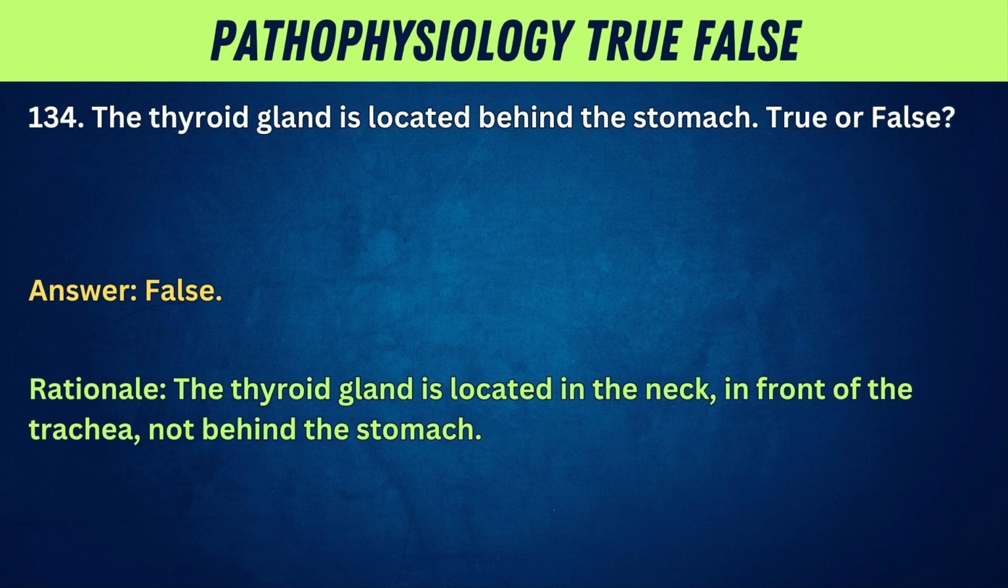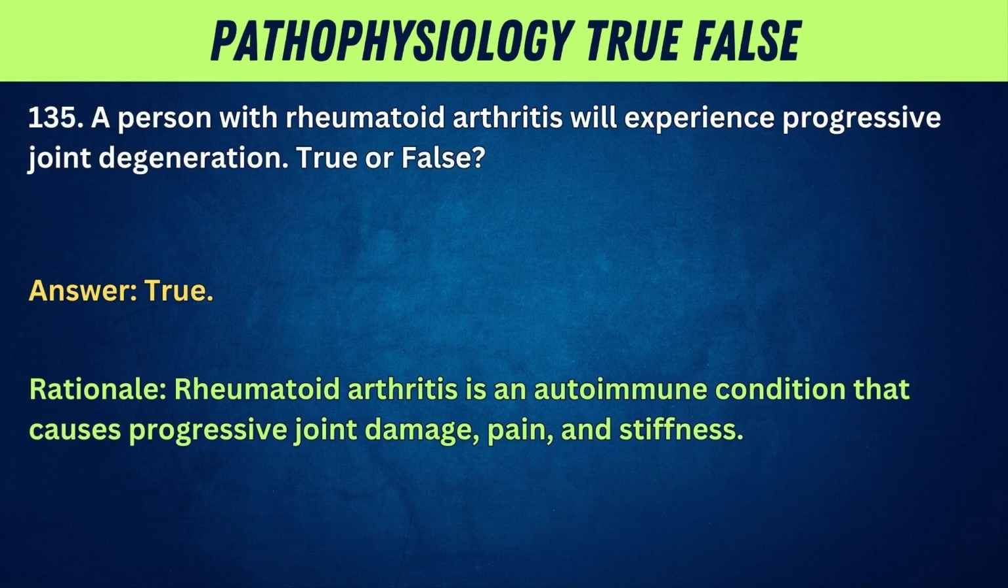134. The thyroid gland is located behind the stomach. True or false? Answer: false. Rationale: the thyroid gland is located in the neck, in front of the trachea, not behind the stomach.